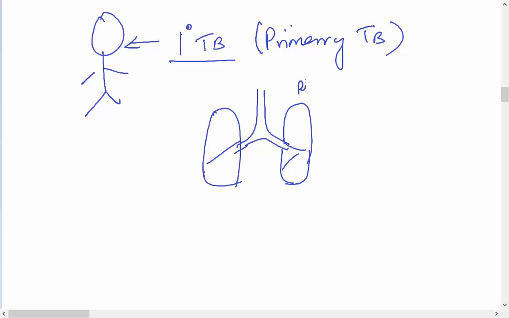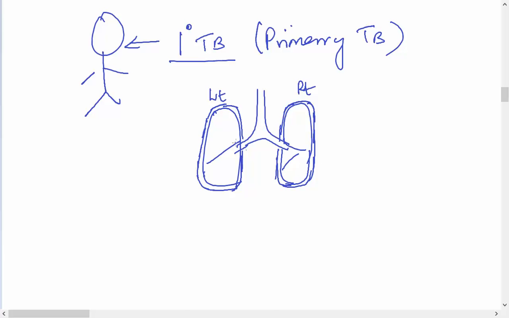Okay, this is right, this is left. It is covered by what? Pleura, right? It is covered by pleura. Okay, now taking an example, say it entered the left lung.